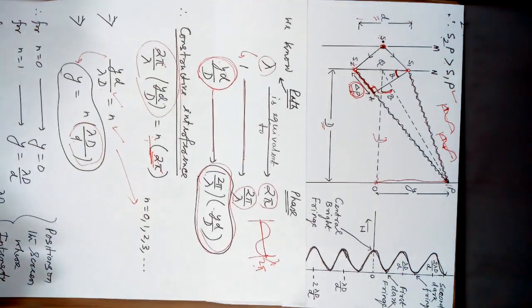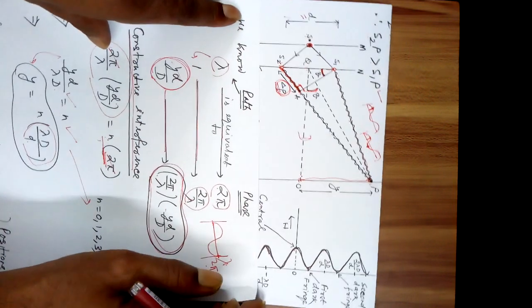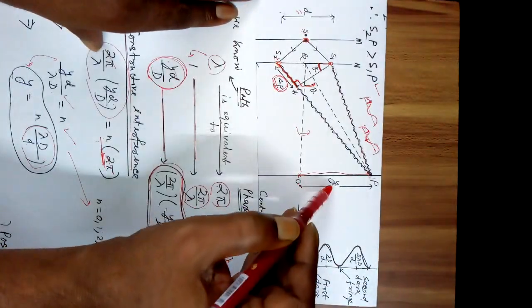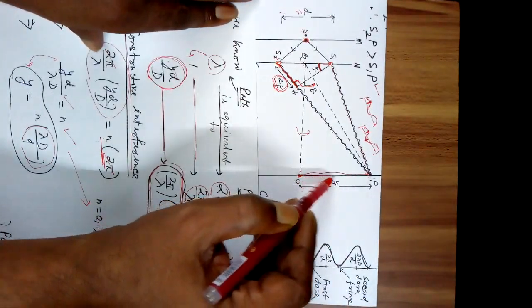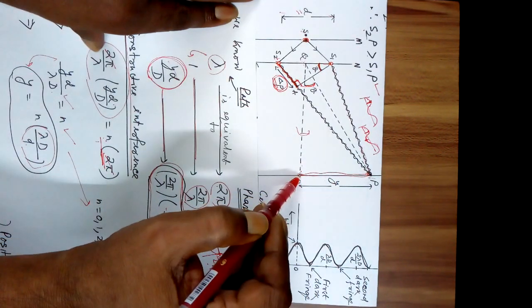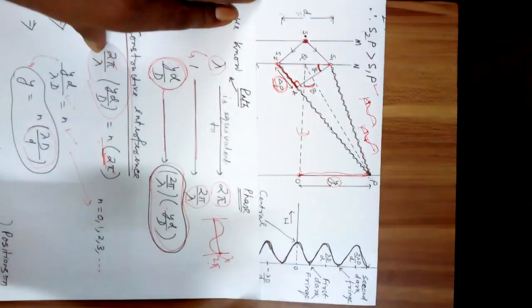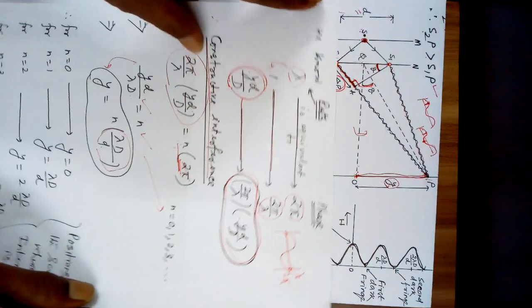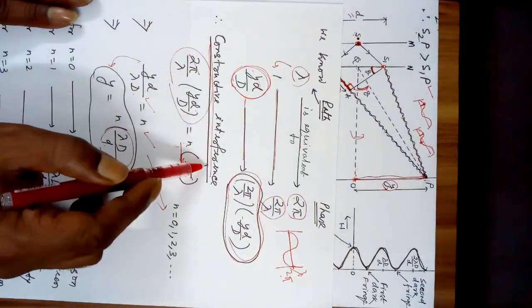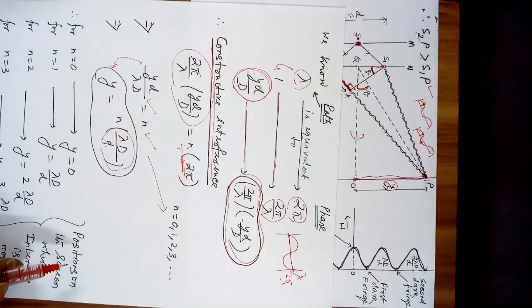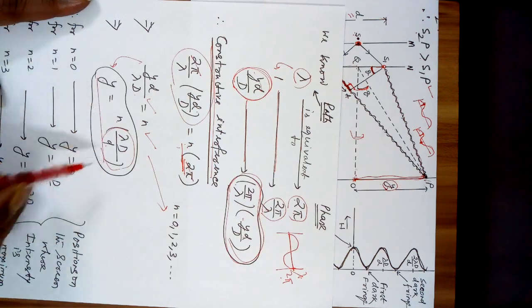Now what is y? The distance y is measured from here up to the point P. This means at this distance y, for constructive interference, where the intensity will be maximum, y is given by this.